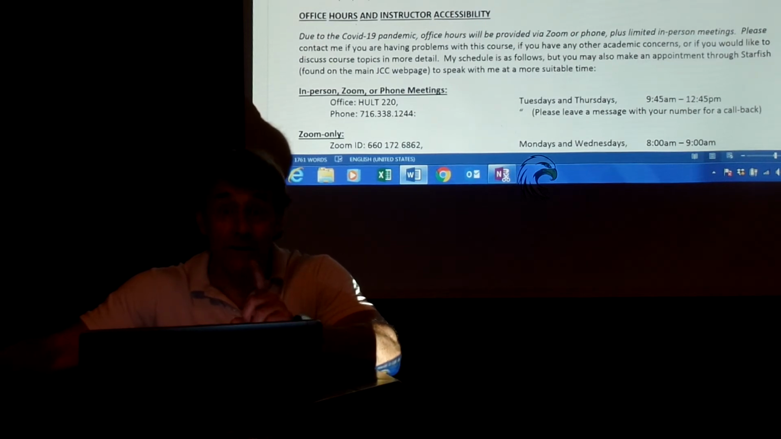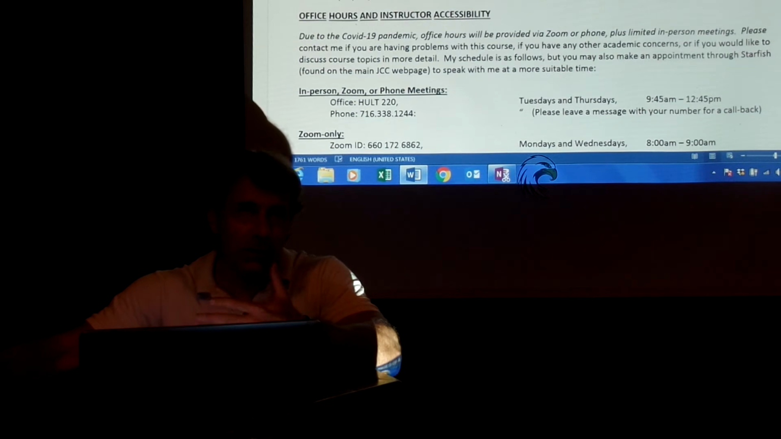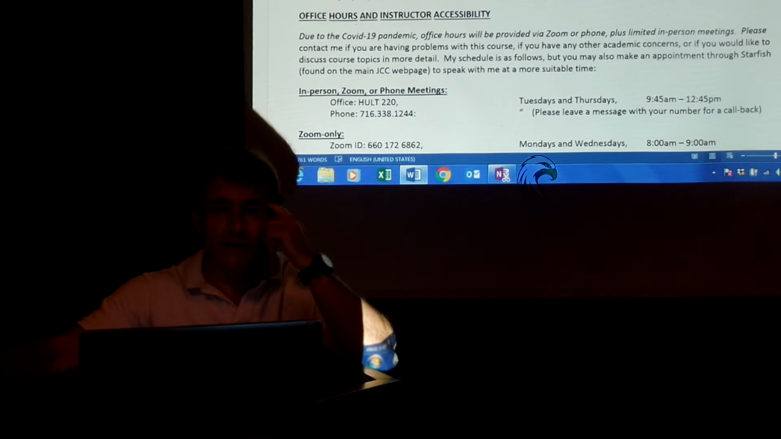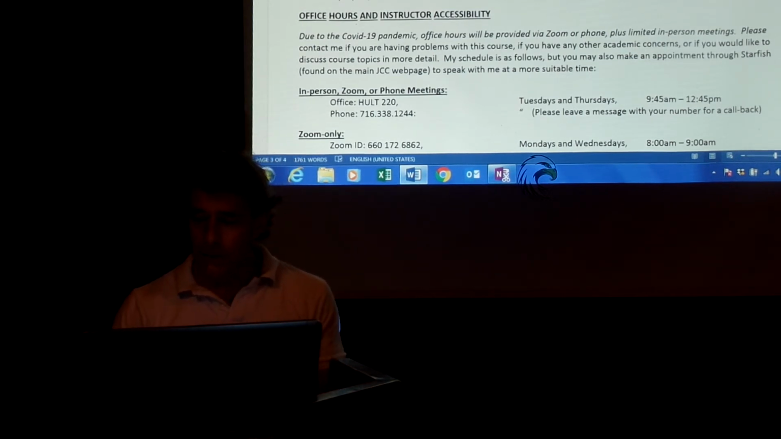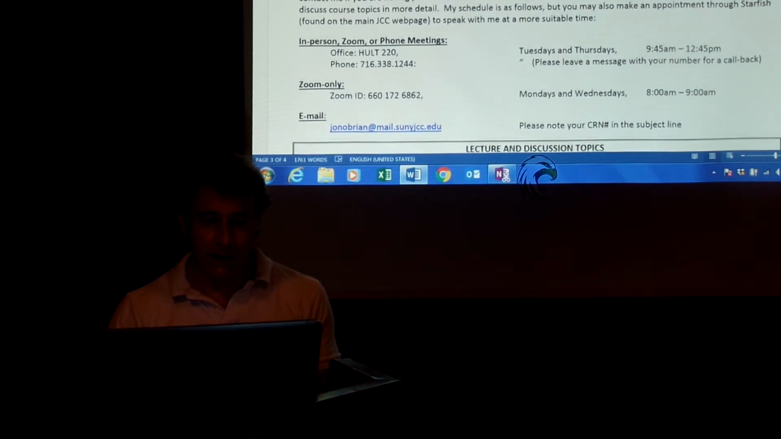But it could affect your financial aid. You don't want to drop under 12 credit hours. So please, before you drop or withdraw from a course, talk to your advisor or the instructor. Talk to somebody who knows what they're doing, okay?